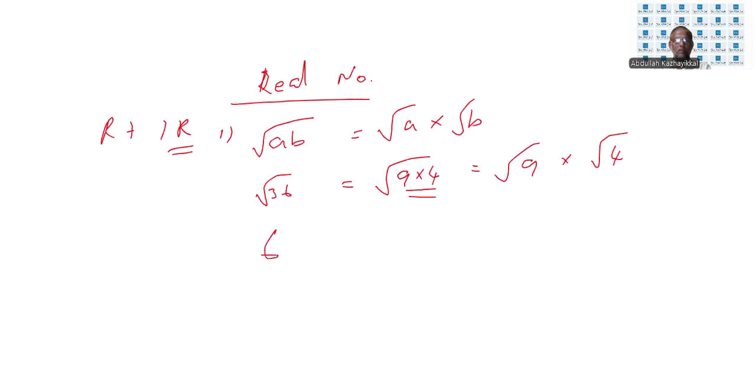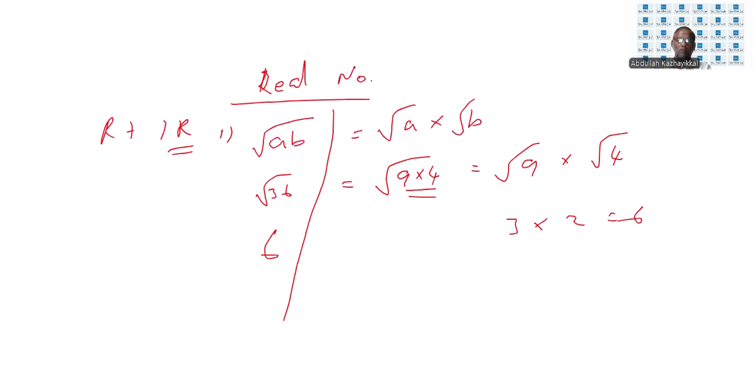This part is the LHS. Now what is root of 9? 3. Root of 4, 2. That also gives 6. So it is correct. This law is correct: root of A into B is equal to root of A into root of B.